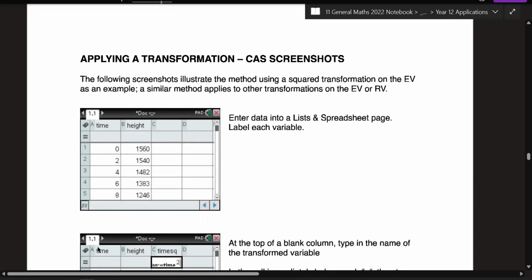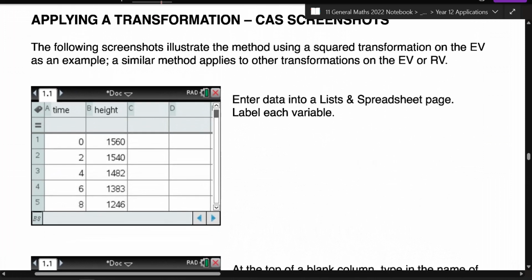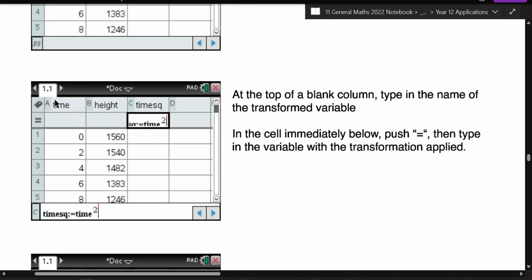All right, so how do you do that on your calculator? It's pretty straightforward. Everyone knows how to do this part. You all know how to put data in your calculator. It's not hard. Make sure, again, you've labeled your columns, whatever they might be. In order to square them, and we'll go through it together, you go to another column, and you can call it whatever you want. This row here is where you can transform your data.